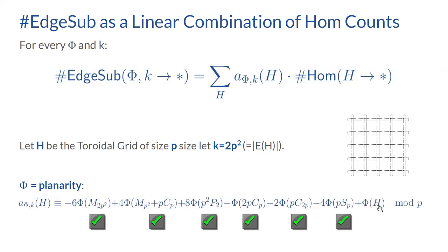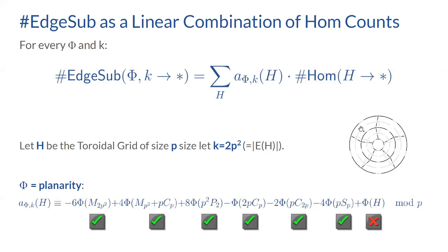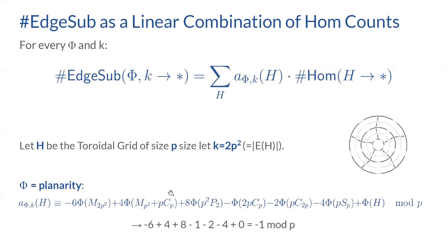However, the graph H itself, corresponding to the partition where every generator is in the same block, is not planar. In other words, the toroidal grid is not planar, but we have already seen before that it is actually a torus. So this graph has genus 1 and it is not planar. And therefore, if we evaluate the sum for planarity, we get that it's -1 modulo p. So what we have just seen is that in this linear combination, the coefficient of the toroidal grid of size p for prime p is always non-zero.